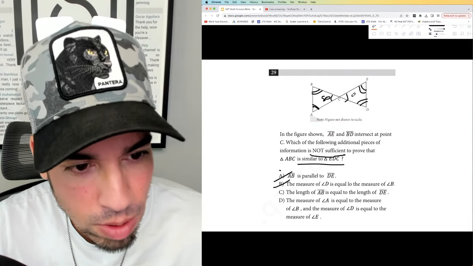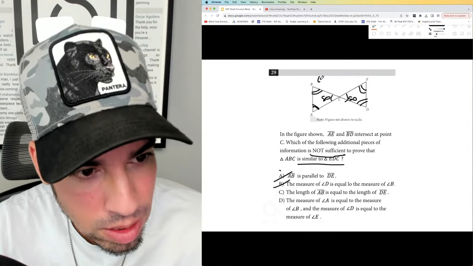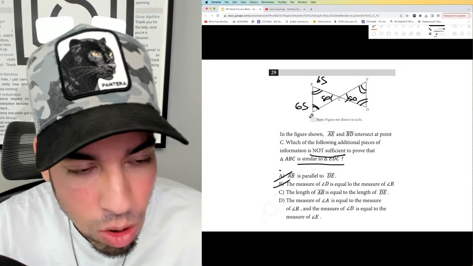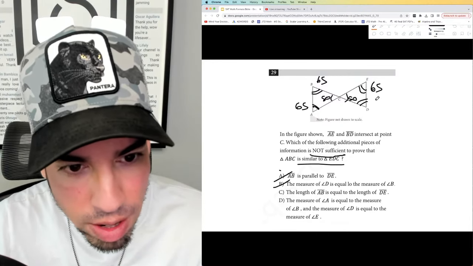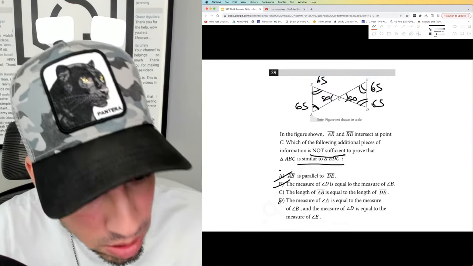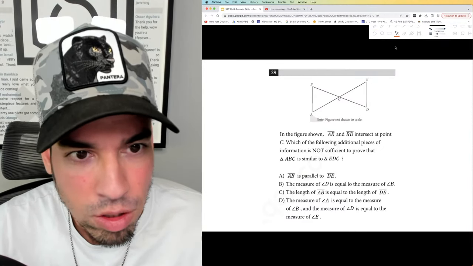If these are 50, right? Let's say those are 50. If these two are equal, they must be 65 and 65 because all of them have to add up to 180. If this is 50 and these two are equal, they also have to be 65. So again, we get the angle-angle similarity. So C is the winner. All right, good, good, good.